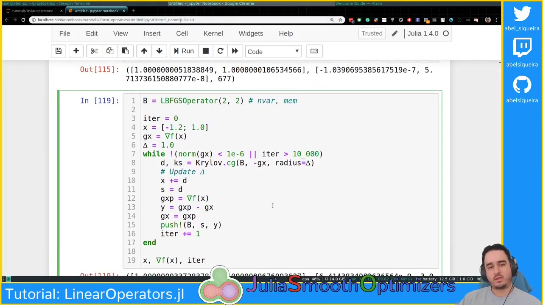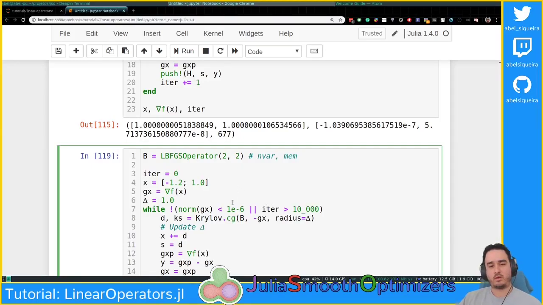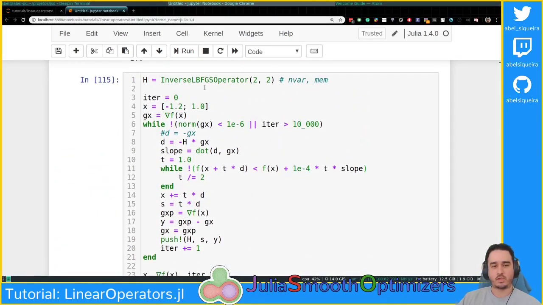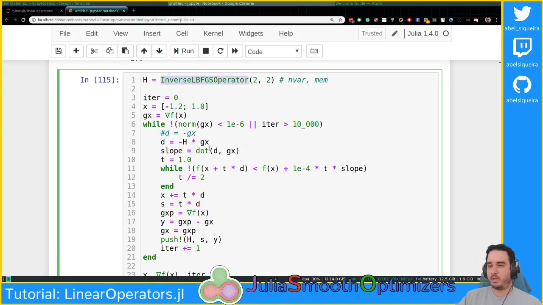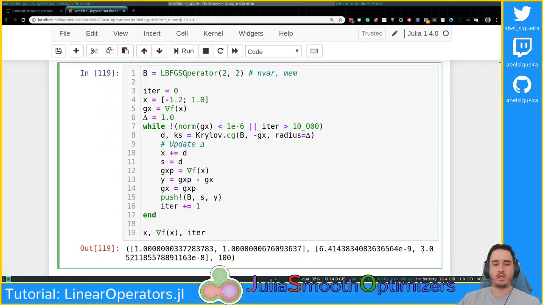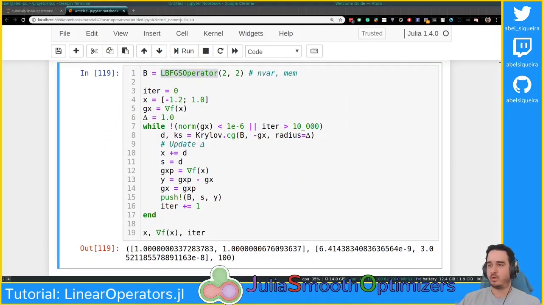So these are two of the uses of the inverse LBFGS operator here, explicitly implementing LBFGS methods, one with the inverse LBFGS and one with the LBFGS operator. Okay, so this is another operator that we like a lot.